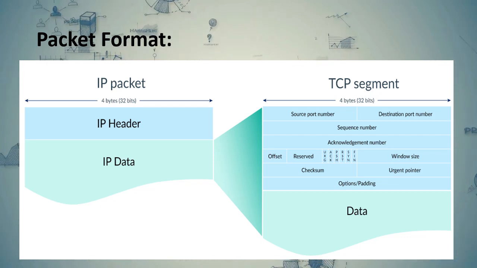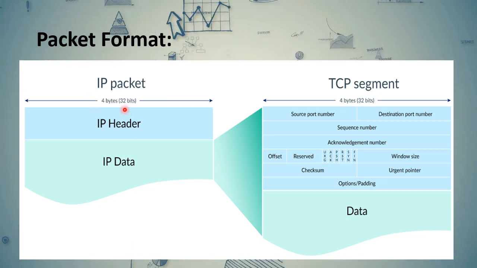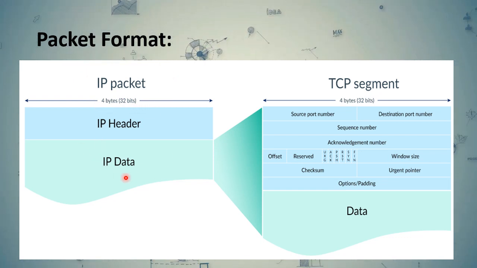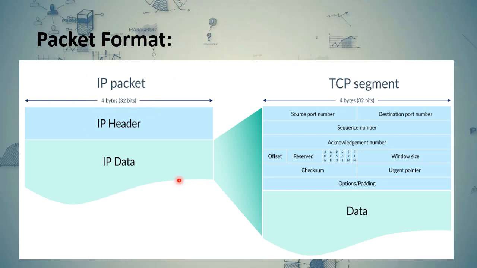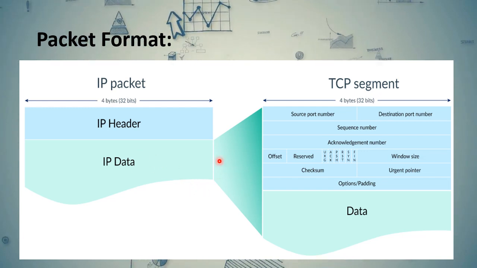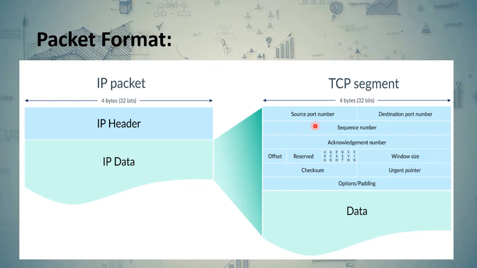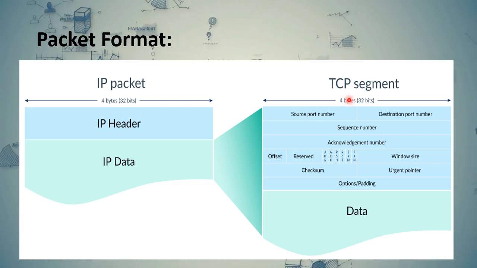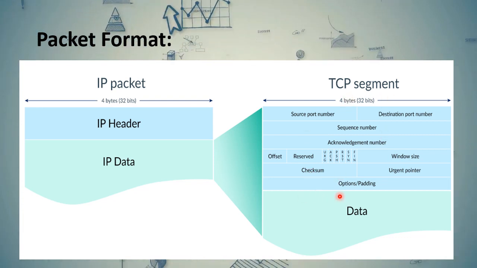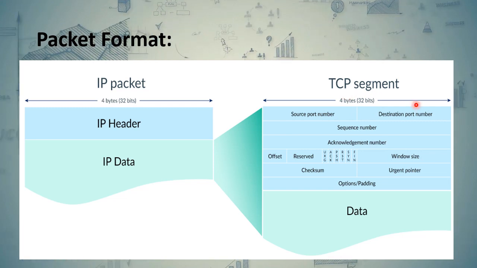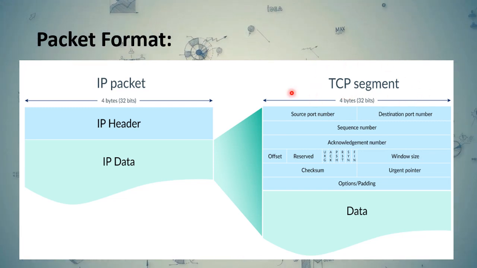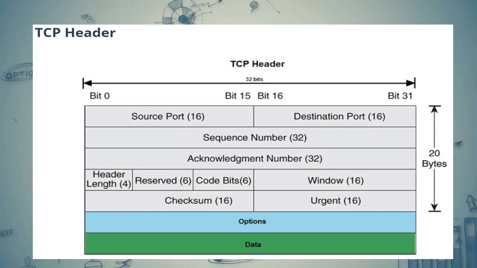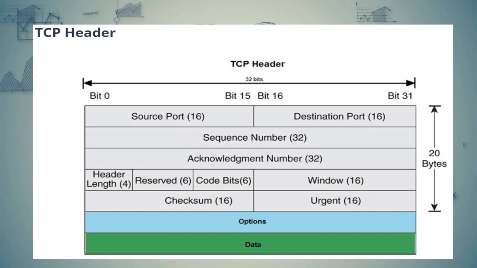This is the packet format. This IP packet has the IP header as well as the IP data. The IP data is again divided into header and data. If you use TCP, it has the TCP header and data. If you use UDP, it has the UDP header and data information. This is how the TCP header looks.